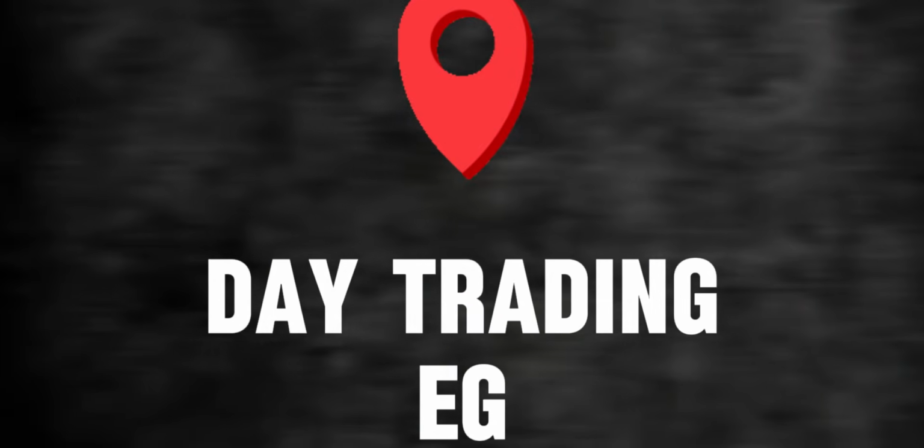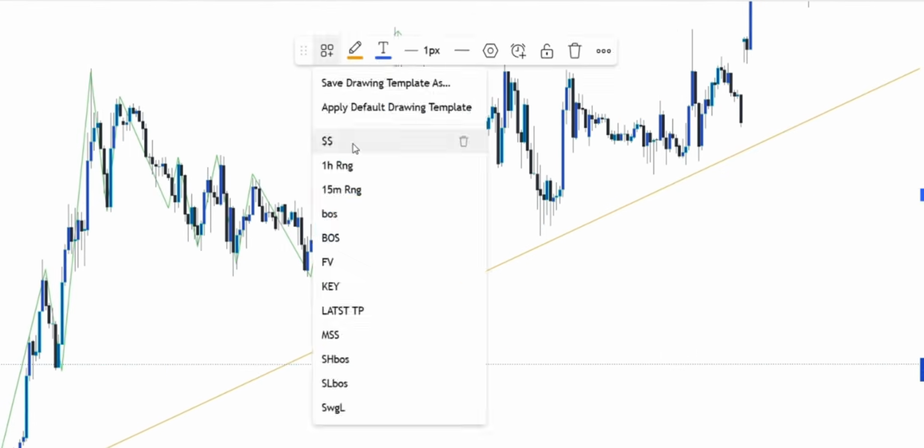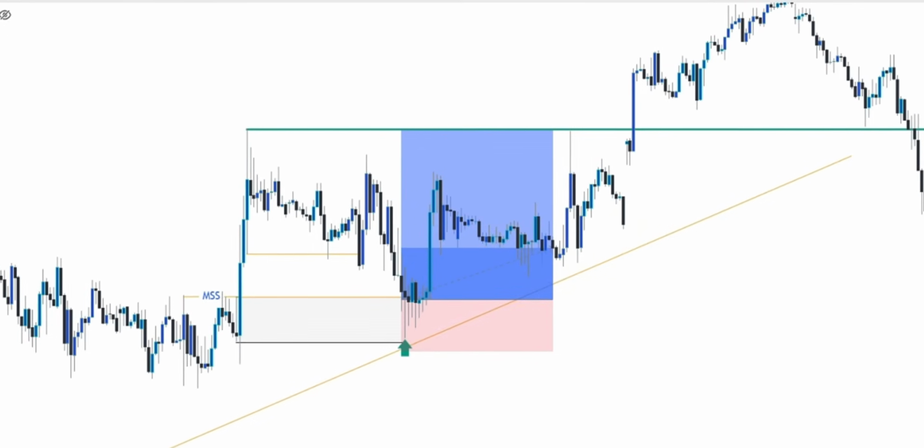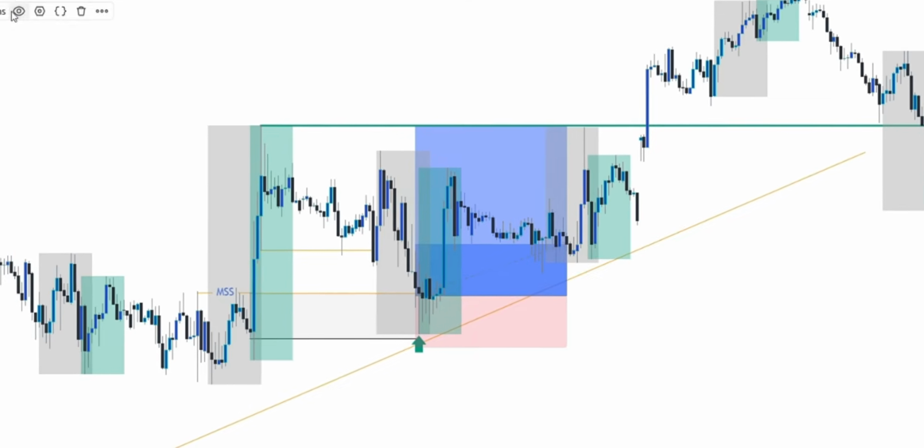So this is another example of how we combine 3 different concepts in 3 different time frames to carve out the best forex trading strategy for beginners.